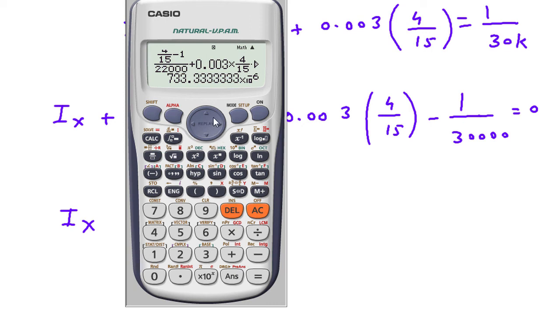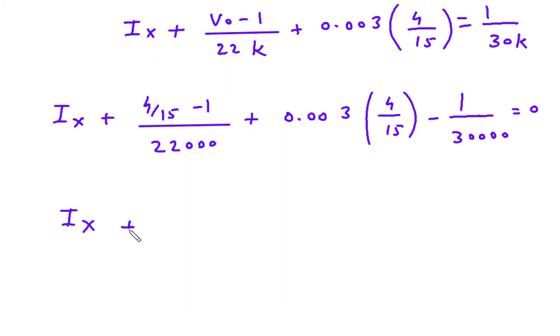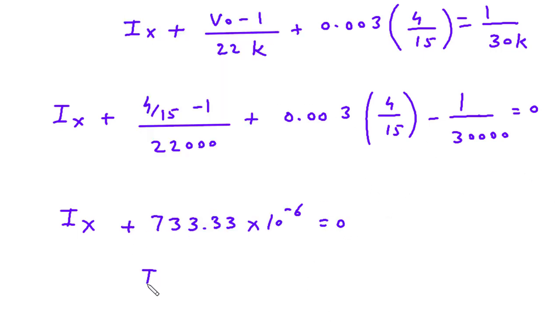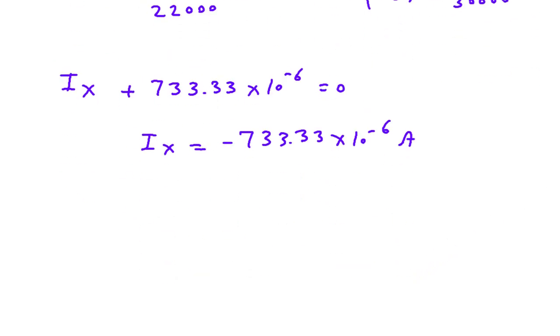So it is 733.33 plus 733.33 into 10 raised to the power minus 6 is equal to 0. Therefore Ix is equal to minus 733.33 into 10 raised to the power minus 6 ampere. This is the value of Ix.